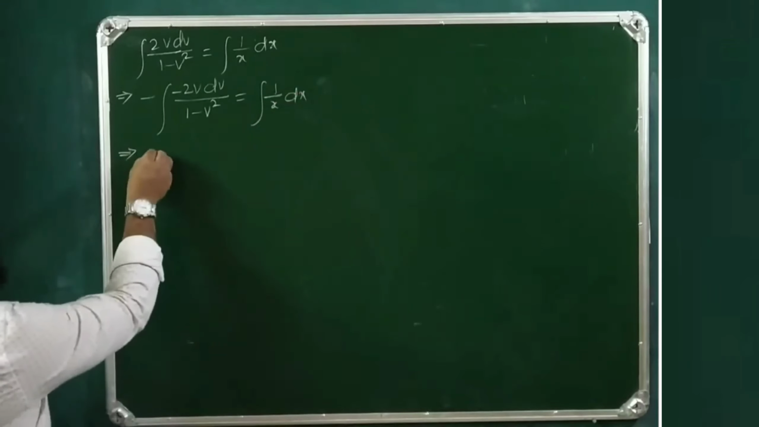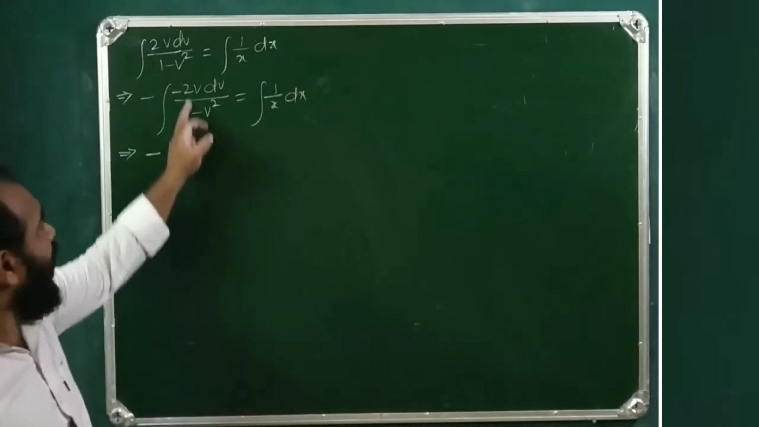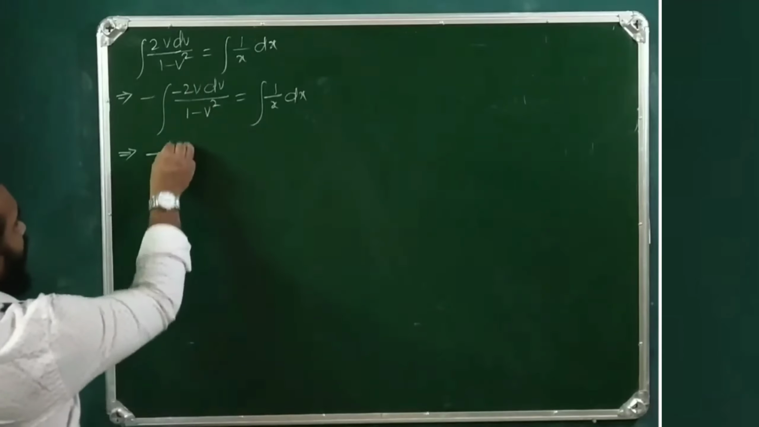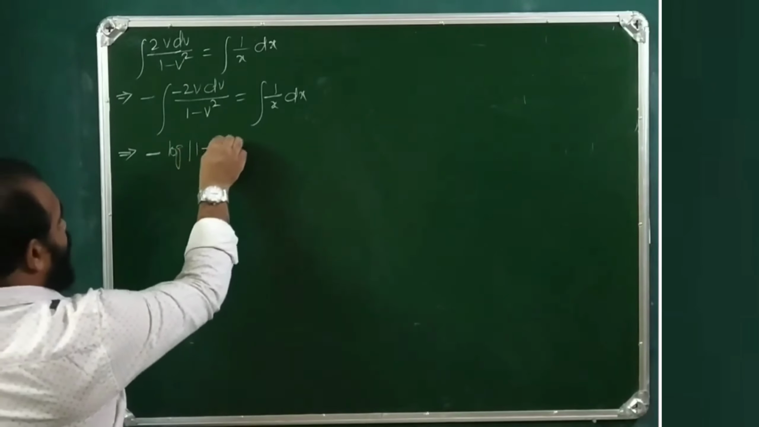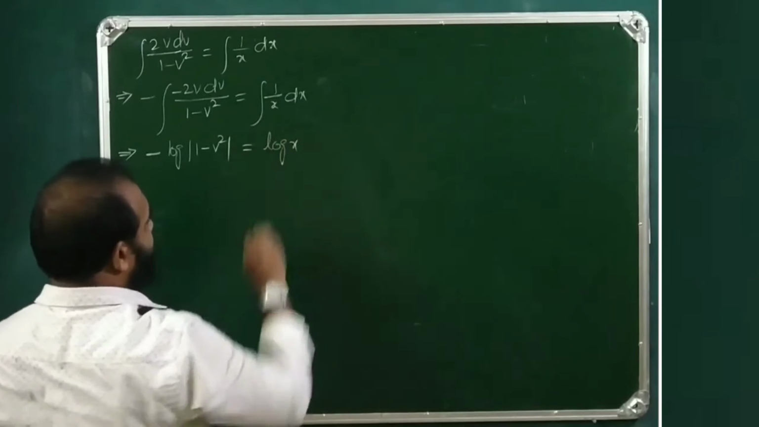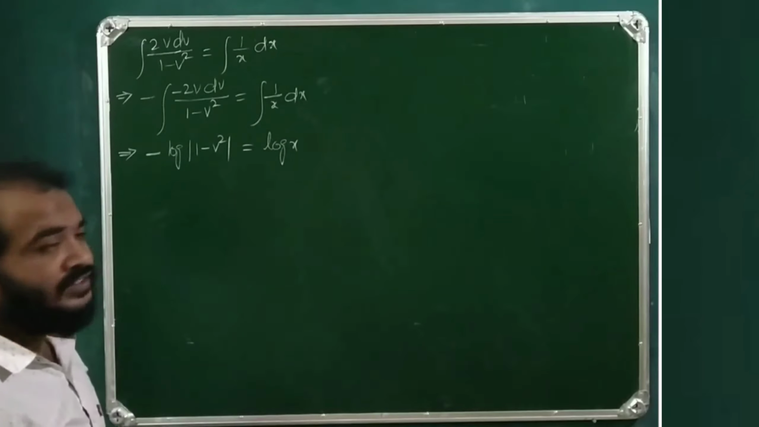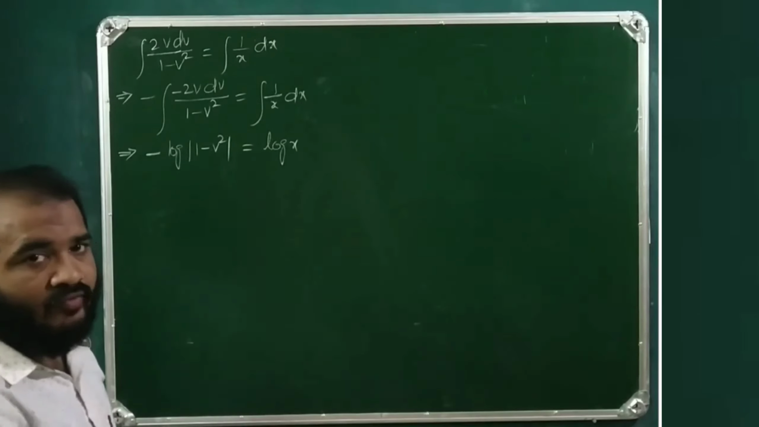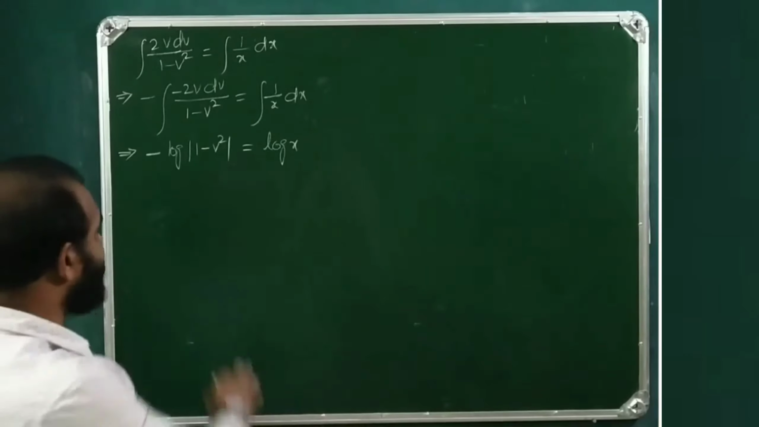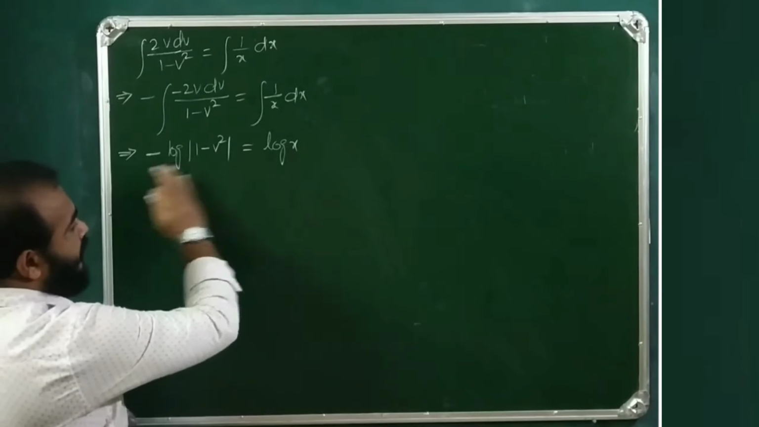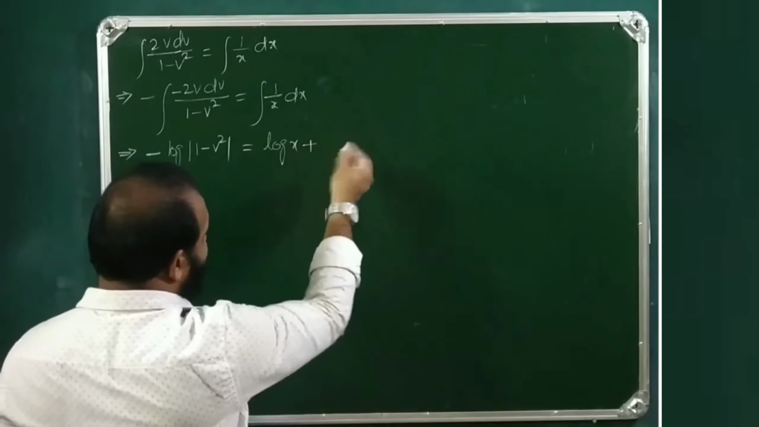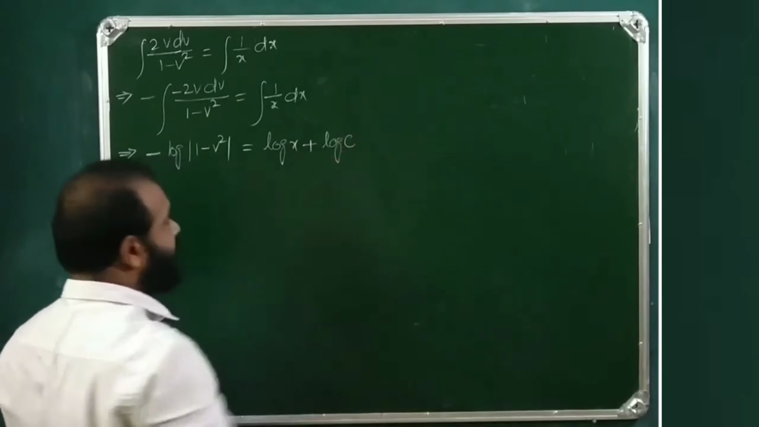Now this is minus f dash v by f of v. Remember the result, log f of v. So this is log 1 minus v square is equals to integral 1 by x dx is log x or log mod x. So constant of integration is to be added on either of the sides. And since c is a constant, log c is also a constant. Since the whole equation is in terms of log, therefore I thought it convenient to write it as log c.